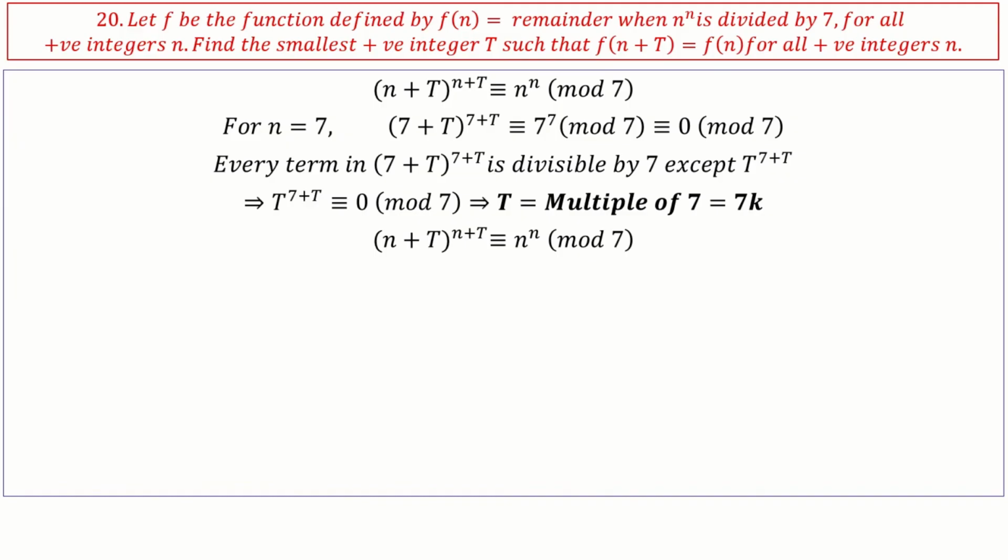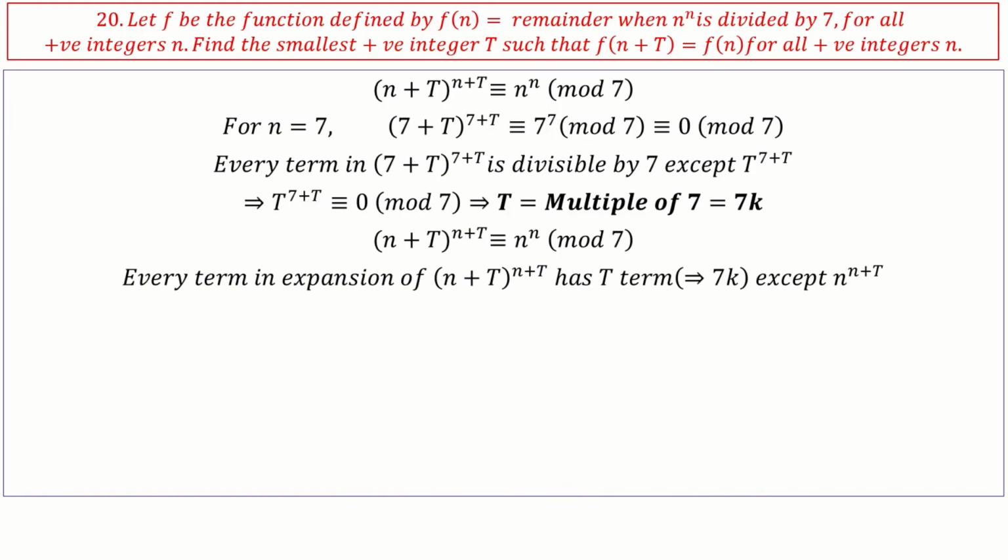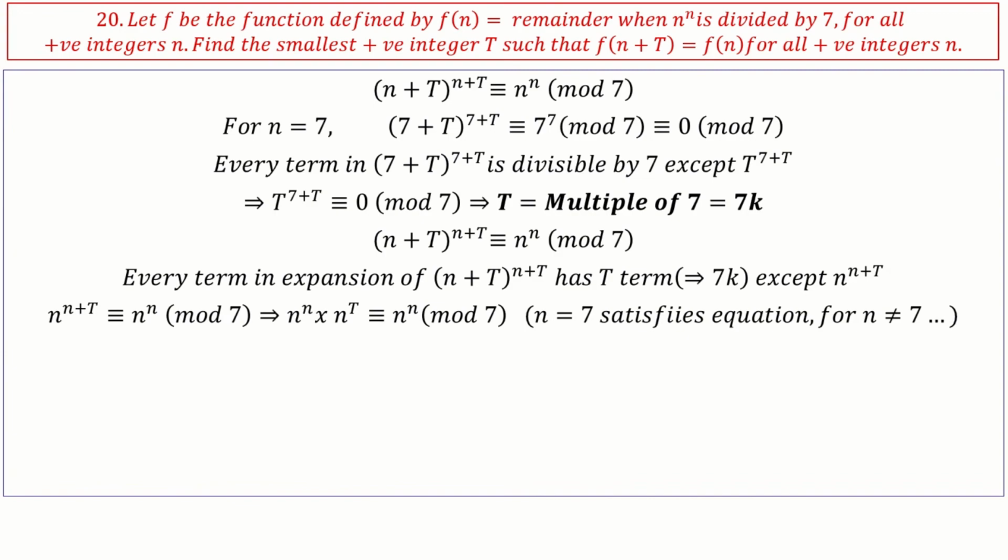Okay, next let's again consider this one. If I expand this binomial, every term in this expansion has a t term, correct? Only the first term, n^(n+t), doesn't have a t term, otherwise the rest all have t terms. And since t is in the form of 7k, they are all divisible by 7, correct? So I am interested only in n^(n+t). So n^(n+t) is congruent to n^n mod 7. This is what we should solve now.